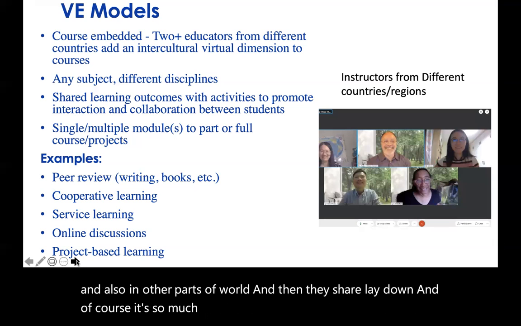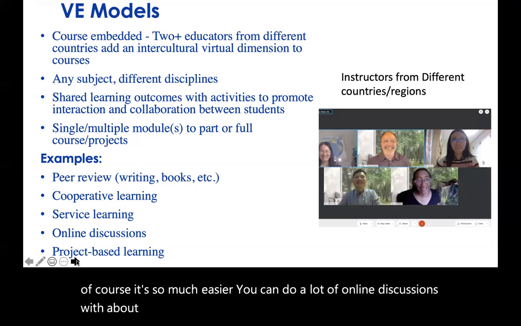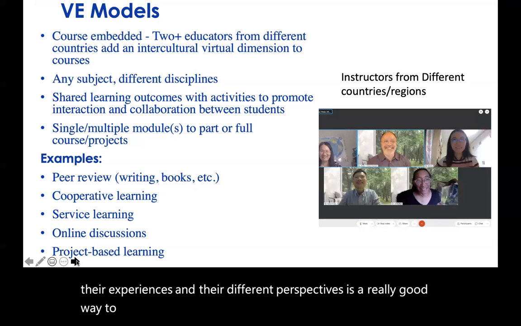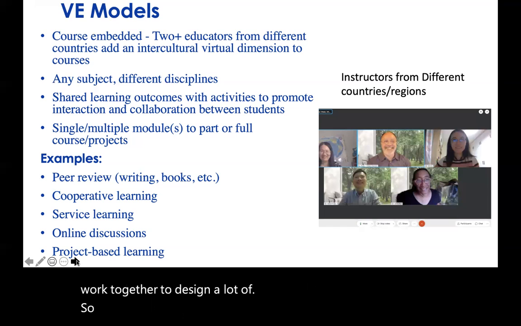And of course, it's so much easier. You can do a lot of online discussions about interesting topics. The students can share their experiences and their different perspectives. It's a really good way to expand students' mindset. And students can also work together on project-based learning.